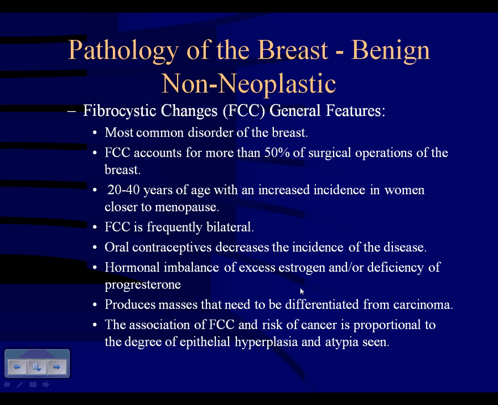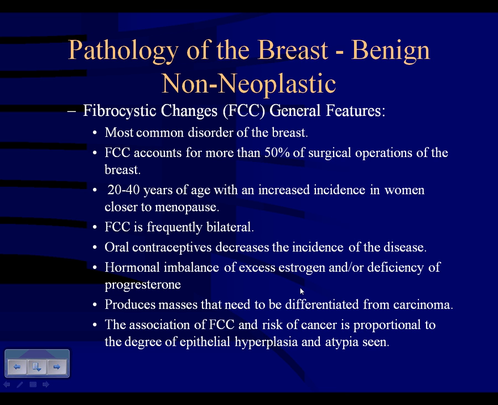Now, it's most commonly seen in young to middle-aged women, 20 to 40 years of age. You notice that's because that's when most of the hormones are cycling, okay, because it tends to have a hormonal association. It's frequently bilateral. It has been found that oral contraceptives actually decrease the symptoms and the incidence of the disease, because what oral contraceptives do is they tend to stabilize the hormonal levels a little bit, and it helps.